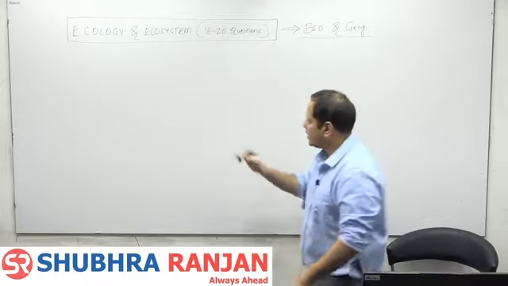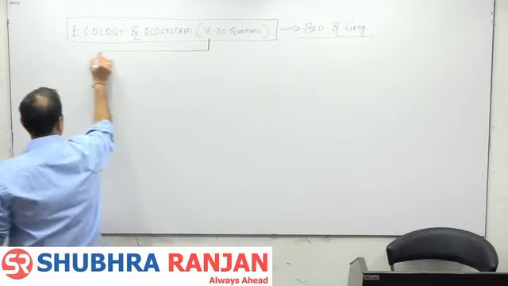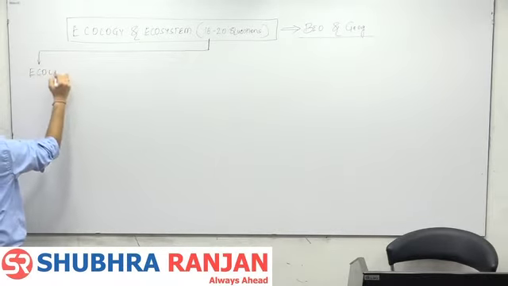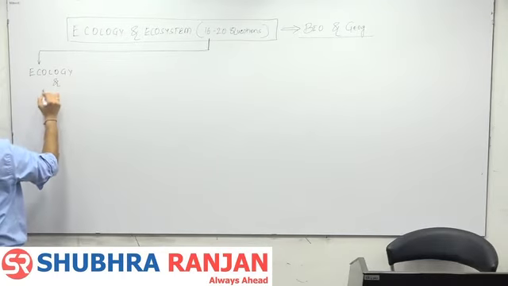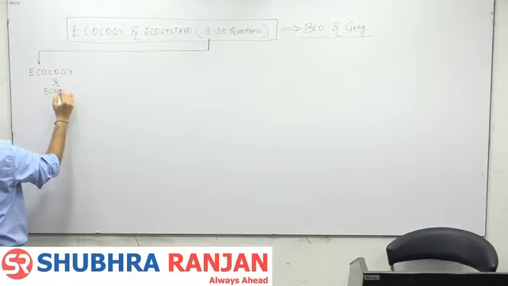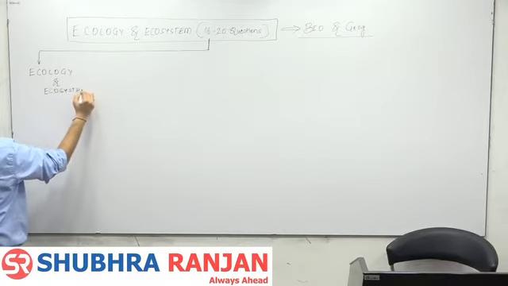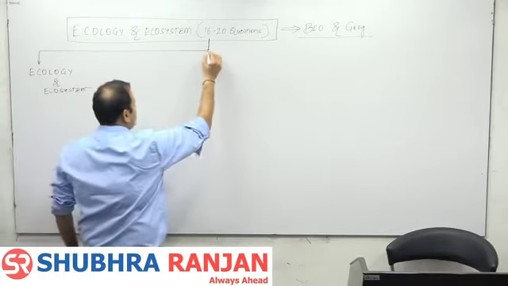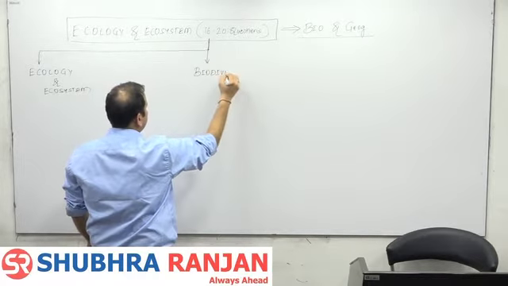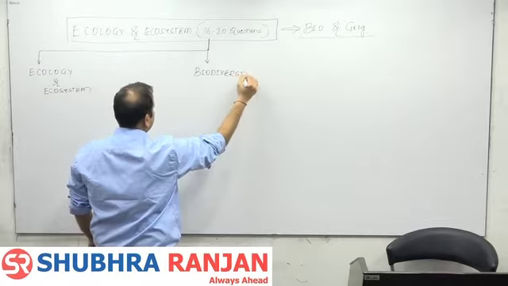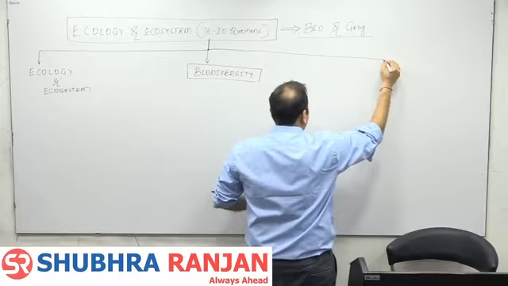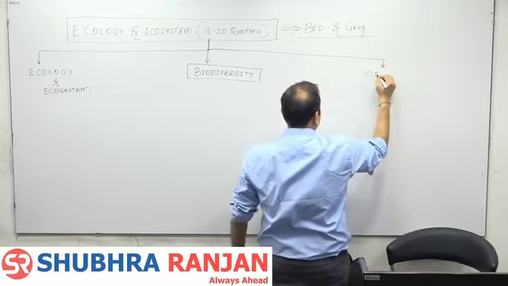Because when we study this area, we divide it into 3 specific parts of the syllabus. One is ecology and ecosystem. The next is the concepts of biodiversity and its effect. And the third concept is that of climate change.